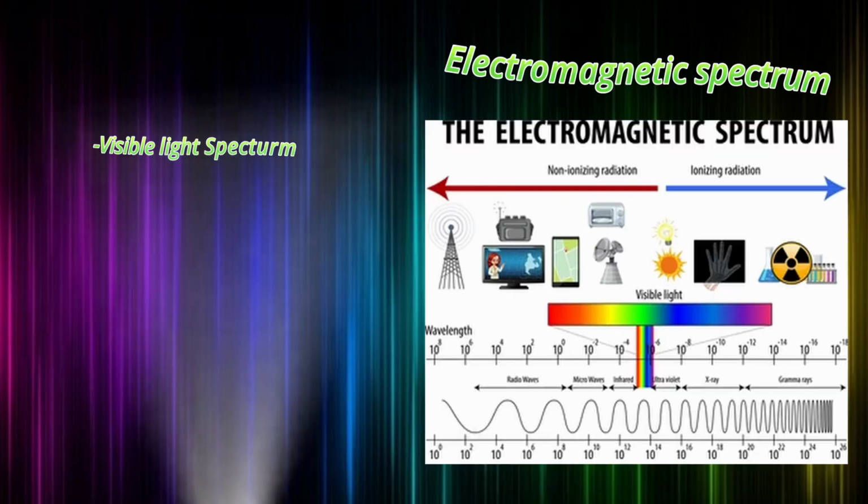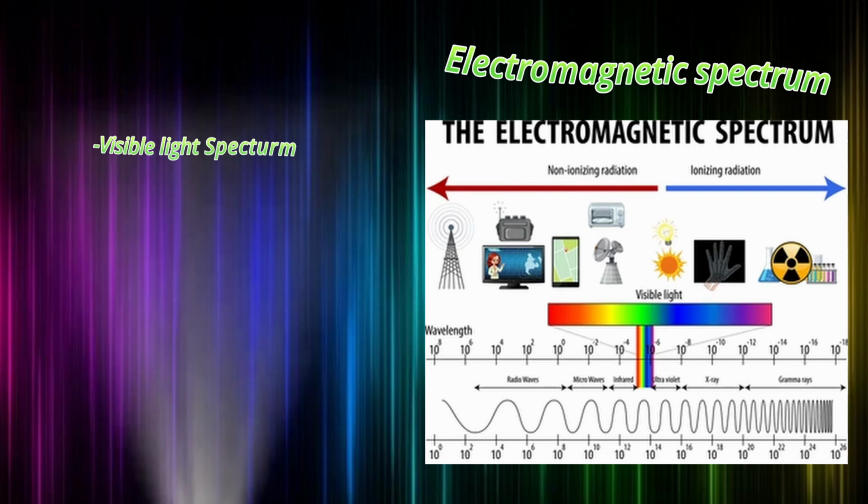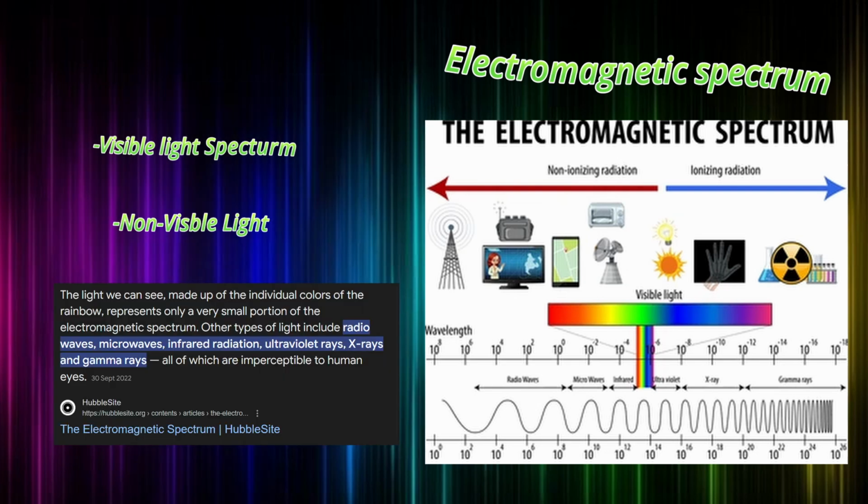It's visible to the naked eye from 380 to 700 nanometers in wavelength. This means on the electromagnetic spectrum there will be a visible light spectrum from the 380 to the 700 nanometers wavelength. The non-visible lights are radio waves, microwaves, infrared waves, ultraviolet waves, X-rays, and gamma rays.